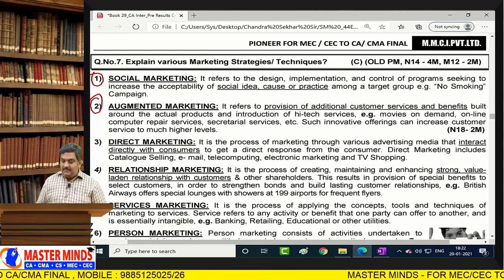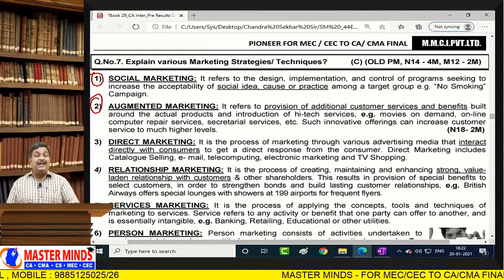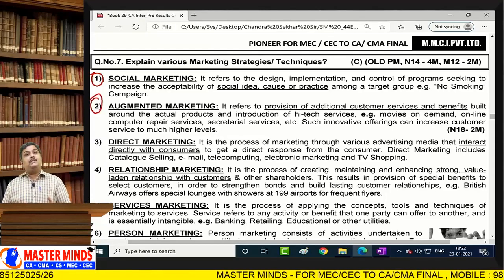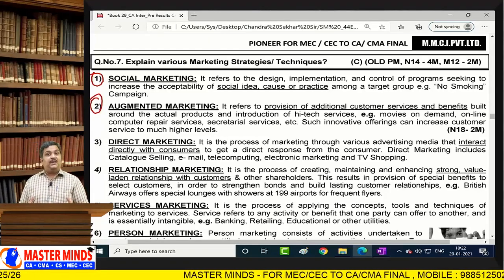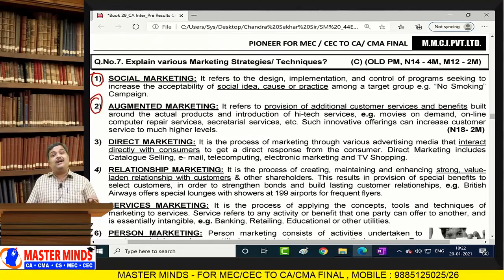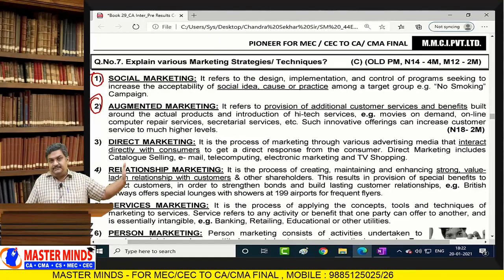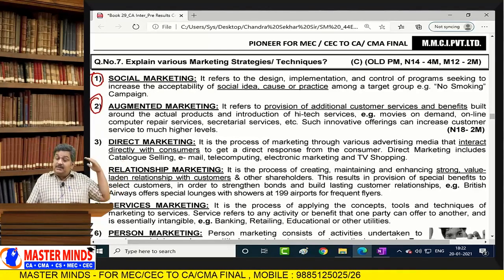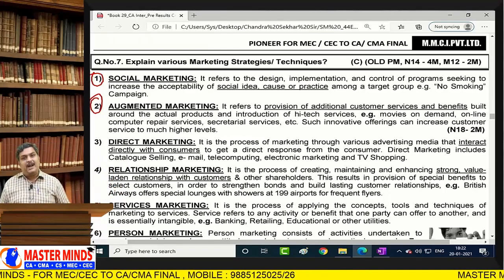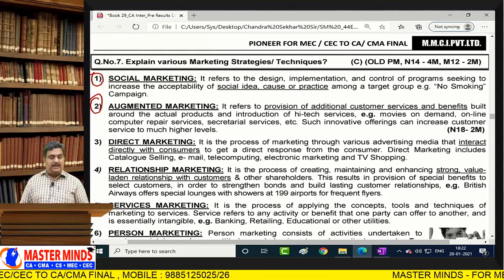And the second one is augmented marketing. So what is the actual meaning of the word augment? Augment is increase. If you offer some additional services besides the traditional services, that comes under the technique of augmented marketing. For example, tickets are sold at the cinema theater generally, but if the cinema tickets are also sold on online platforms like bookmyshow.com, that can be called augmented marketing.